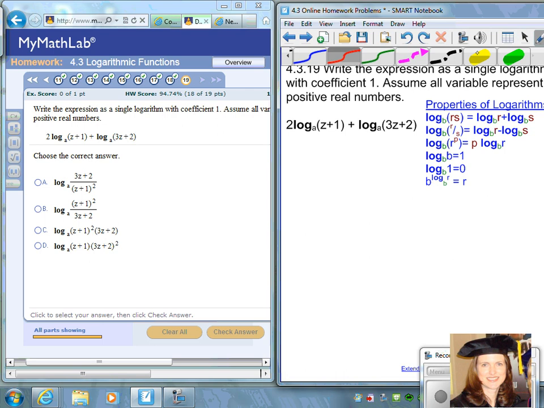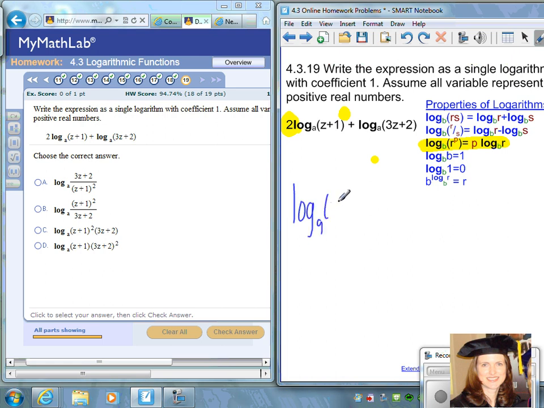All right, I see that we have a 2 out in front. So I'm going to take care of that 2 out in front using this third property of logarithms here. If you have a power out in front of a log, we're going to end up writing that as a power of the argument. So this we can write as log base a of z plus 1 to the second power plus log base a of 3z plus 2.